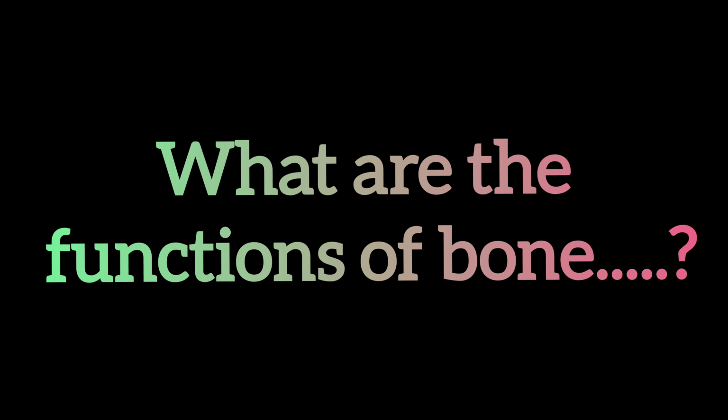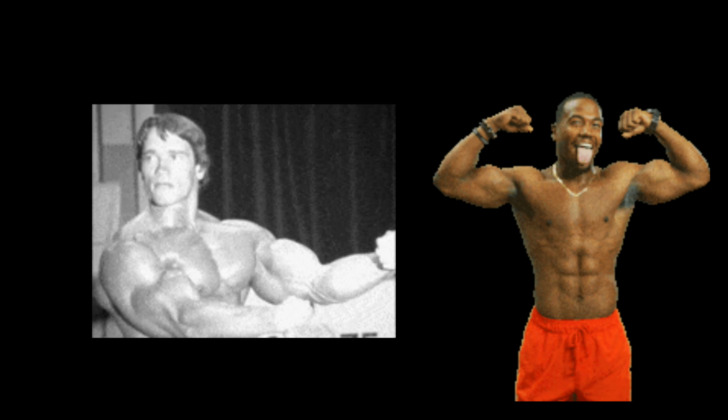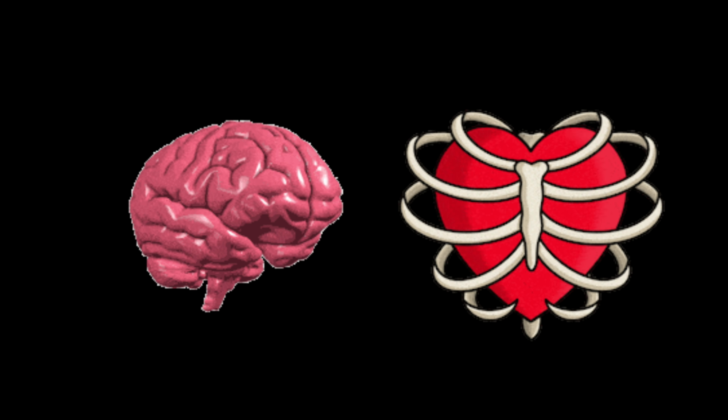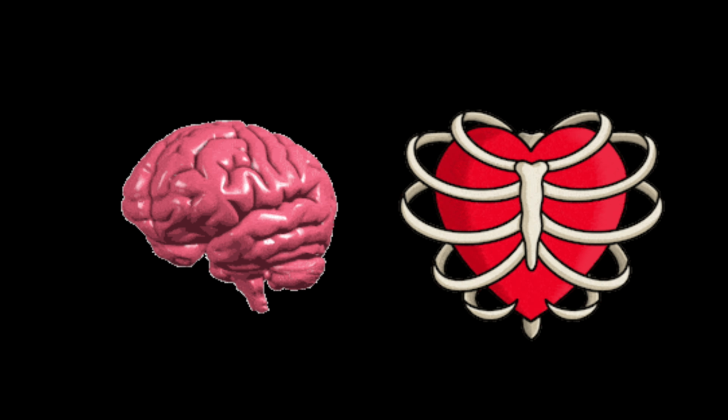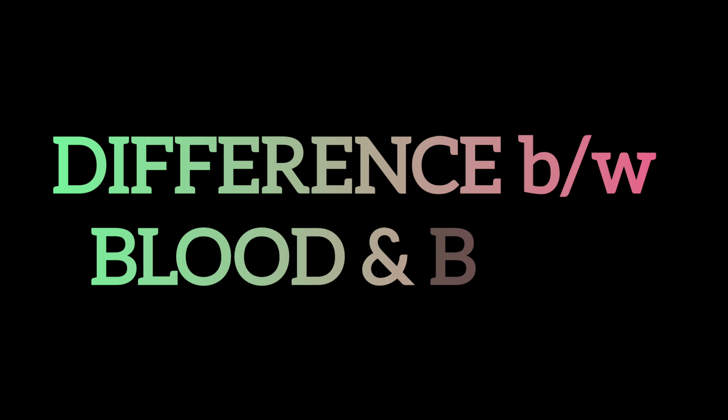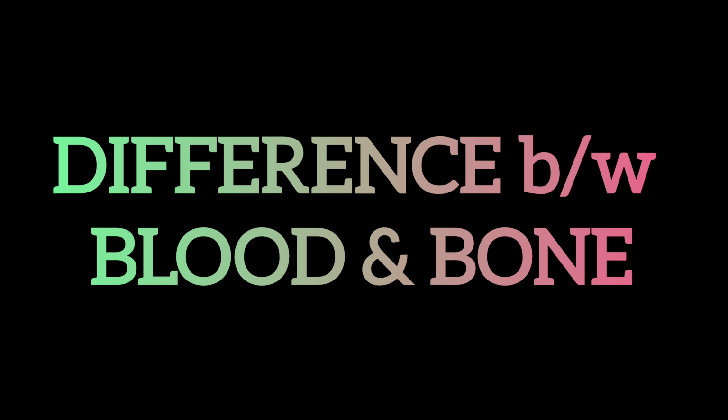What are the functions of bone? It forms the supportive framework of the body. It holds the muscles tight and helps in movement. It also protects the sensitive internal parts of our body. Now let us study about difference between blood and bone.